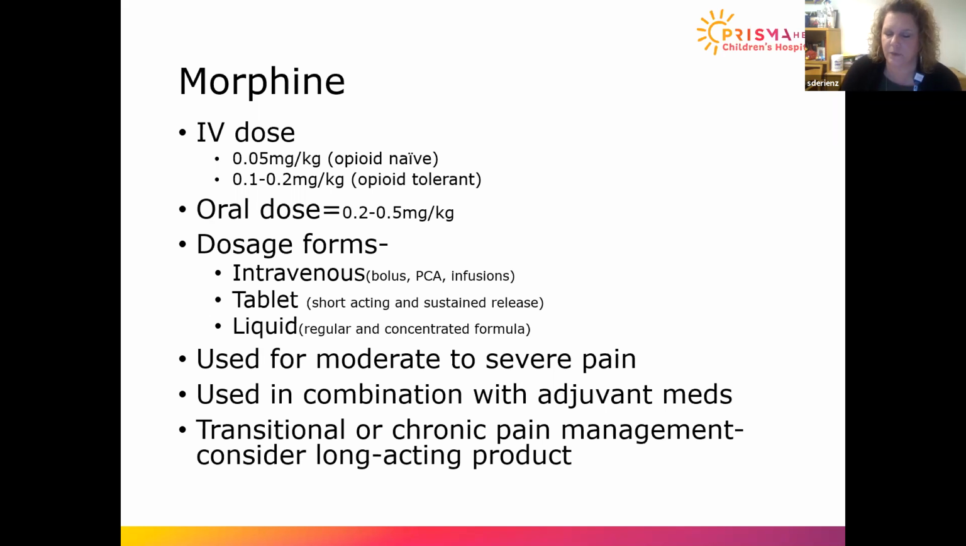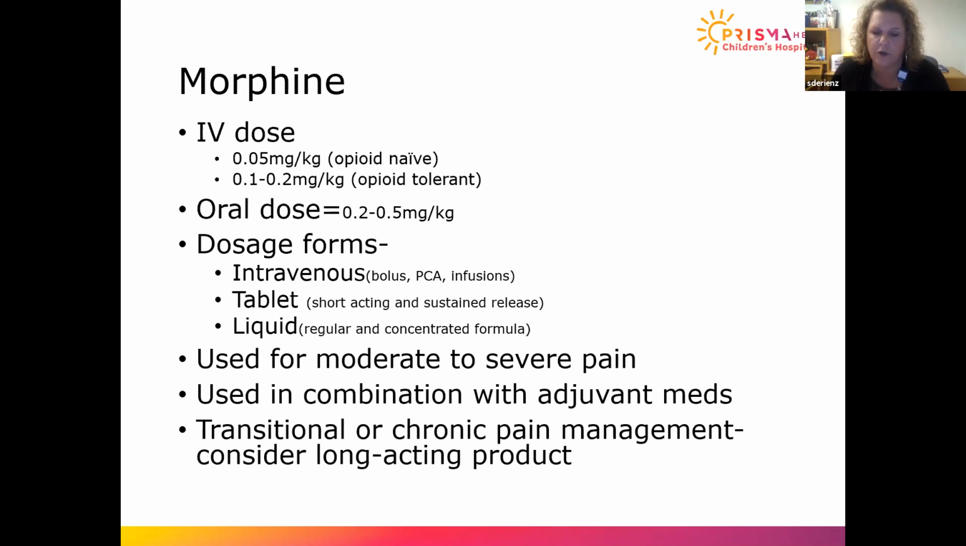Morphine is utilized for more moderate to severe pain. And it's also used in combination with adjuvant meds such as acetaminophen or ibuprofen or ketorolac, depending on what kind of patient pain management you have in front of you. And also, it can be used as you're transitioning a patient, obviously from like a PCA. You can use oral morphine. I think we more commonly see oral oxycodone or hydrocodone, but you can utilize oral morphine, and we do have a couple of patients that do prefer that.